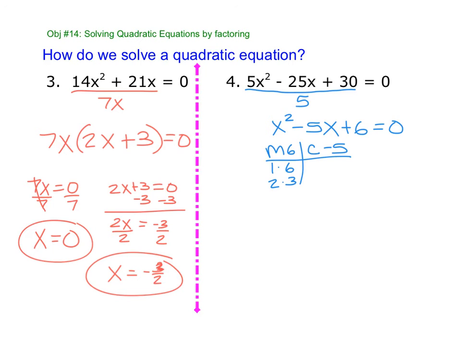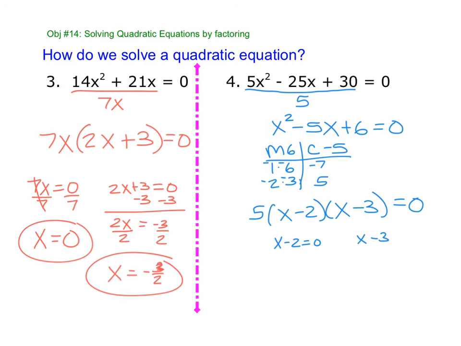Which one is it? We're multiplying to a positive, so we end up adding. So negative 2, negative 3. This would give us negative 5. So we get x minus 2 times x minus 3 equals 0. Now remember, I did divide by 5, and usually what we do is we put that 5 on the outside. So now I want to set everything equal to 0. So I have x minus 2 equals 0. X minus 3 equals 0.